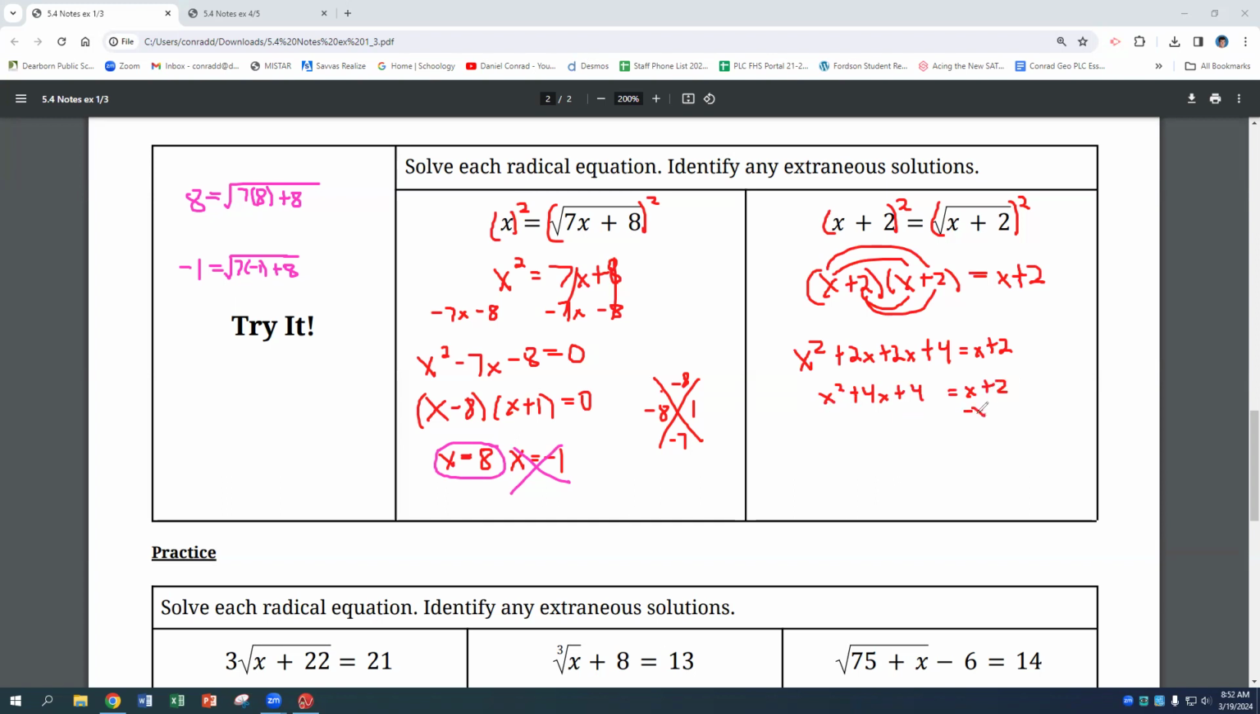We want to move everything to one side. I'm going to subtract x on both sides. I'm going to subtract 2 on both sides. So on my right side, I get the 0 I want. On the left side, I have x squared plus 3x plus 2.